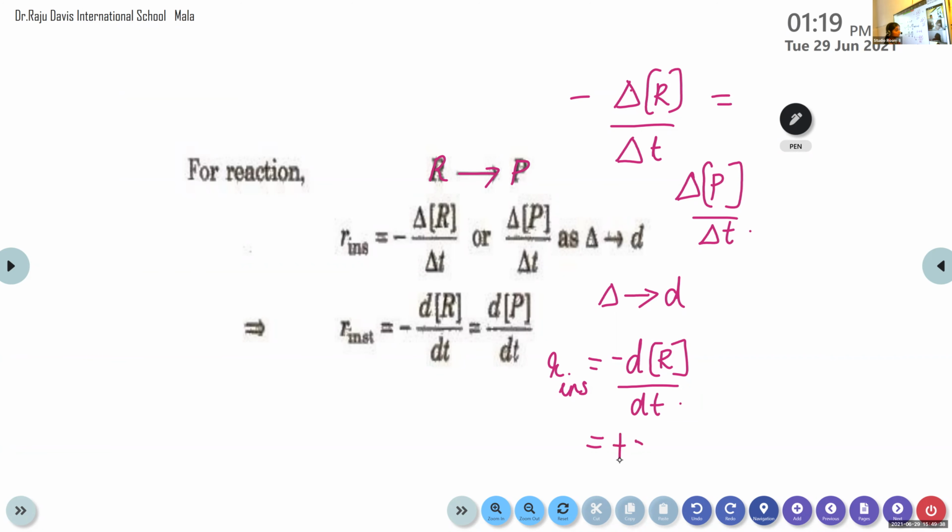Sorry, d stands for which one? d means small interval compared to delta, which means a time interval, isn't it? d means infinitesimally small interval. Here it is plus dP by dt. Instead of delta, we are using this d. That's the difference between the equation of average rate of a chemical reaction and instantaneous rate of a chemical reaction.